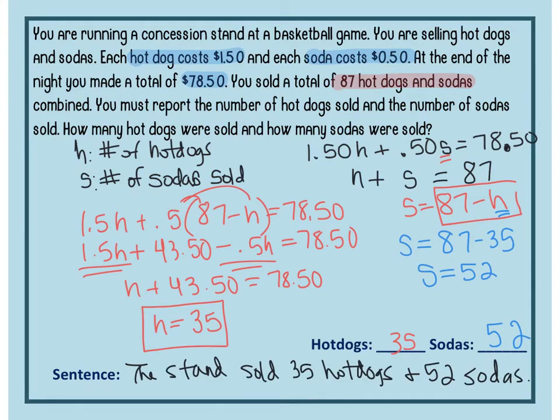The reason why that sentence is important is that eventually, when we start doing three variables and we use X, Y, Z, sometimes they're given to us out of order. It's important to know what our information means. You should always come back and check your work. Does it make sense? Do these two numbers add up to 87? They do. If I multiply every hot dog times 1.5 and every soda by 0.5, and I add them together, do I get 78.50? I do. That's the way you check your work to make sure you have it correct.